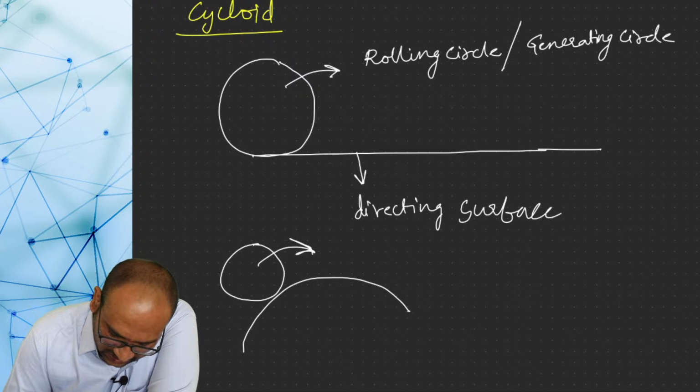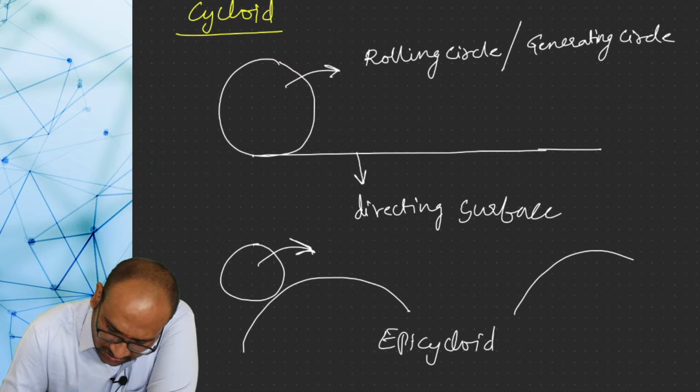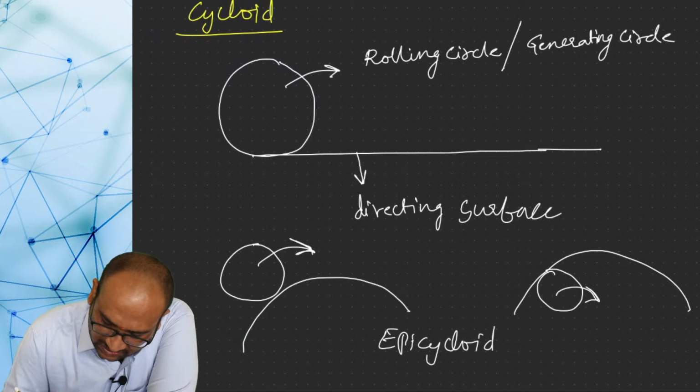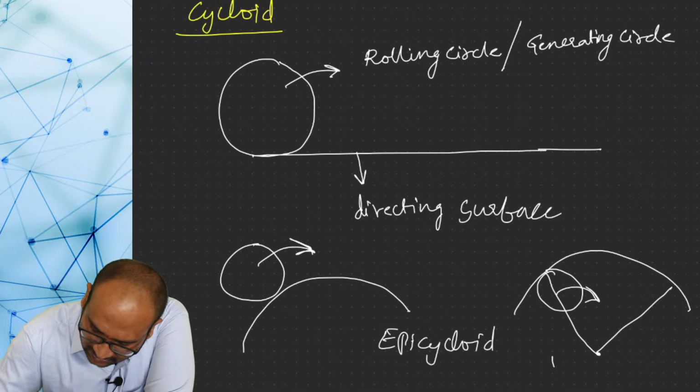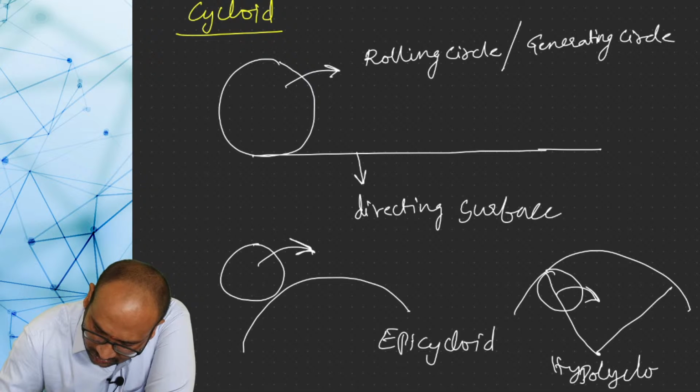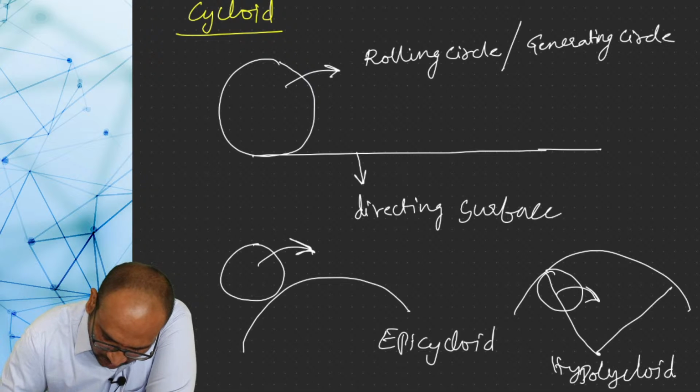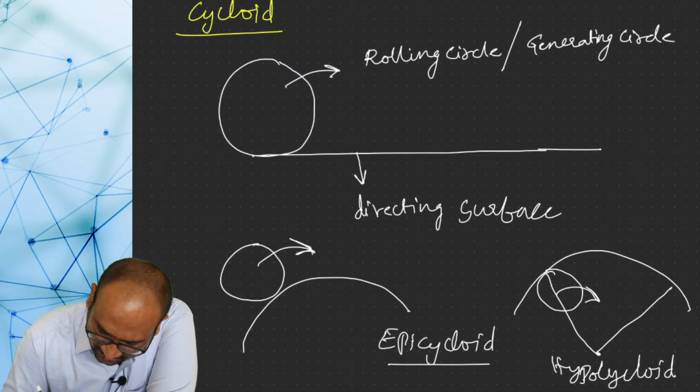When a circle rolls outside of another circle or any curved surface, this type of curve is known as an epicycloid. When a circle rolls inside of another circle for one revolution, this type of curve is known as a hypocycloid. This is outside and this is inside. That is the main difference between epicycloid and hypocycloid.